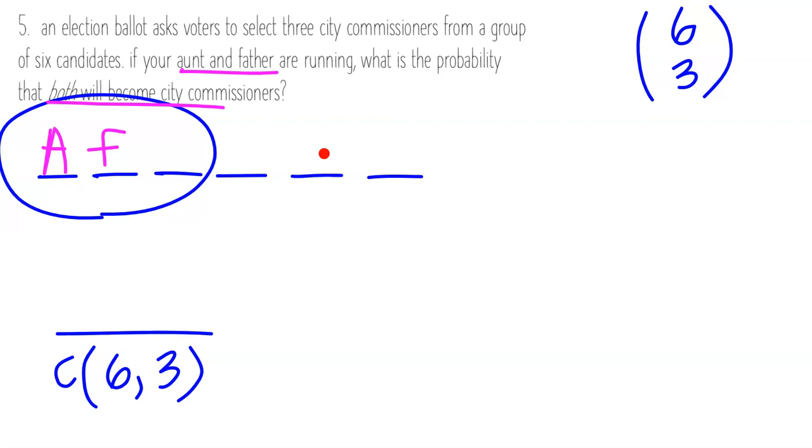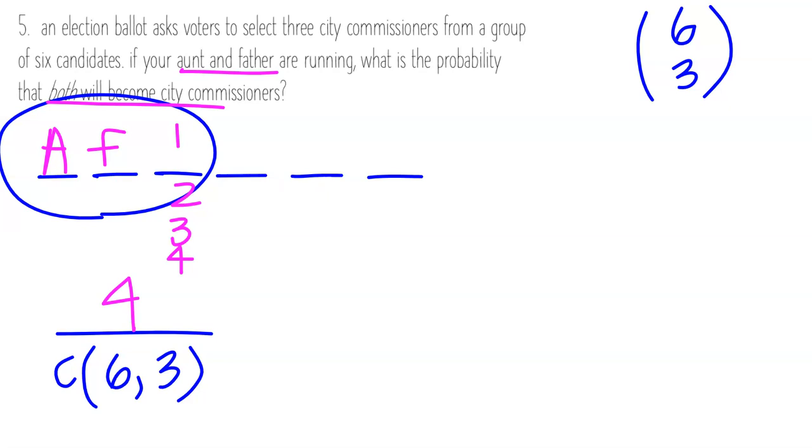And there are 1, 2, 3, 4 people left on this ballot. Well, it could be my aunt and father with person 1, or aunt and father with person 2, or with person 3, or with person 4. There are 4 different ways out of the total, I think it was 20, that you can end up getting just your aunt and your father being part of this 3 city commissioner group.